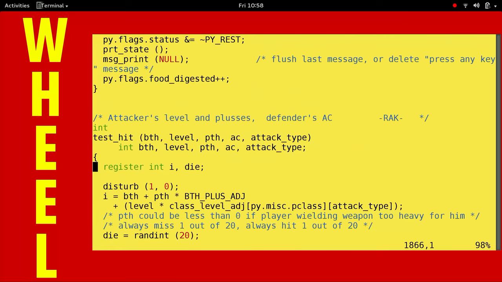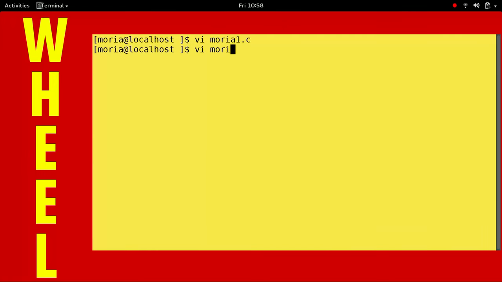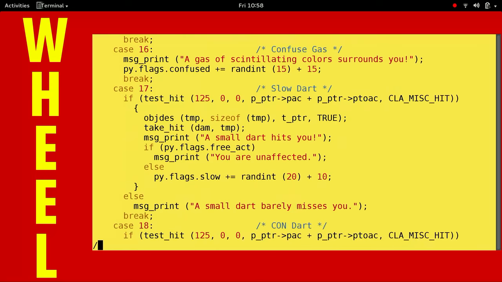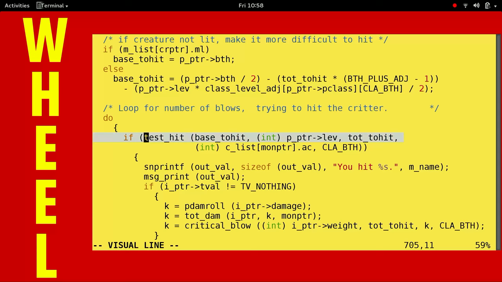Well, you know what? Let's just check the caller first, shall we? Test hit. There it is. There is the caller. We're passing in a base to hit. This is based on our race and class. We're passing in the level of our character. We're passing in a total to hit value, which comes from above there somewhere. And we're passing in the AC of the Balrog. That's what that is. And then we're saying, what kind of hit is this?